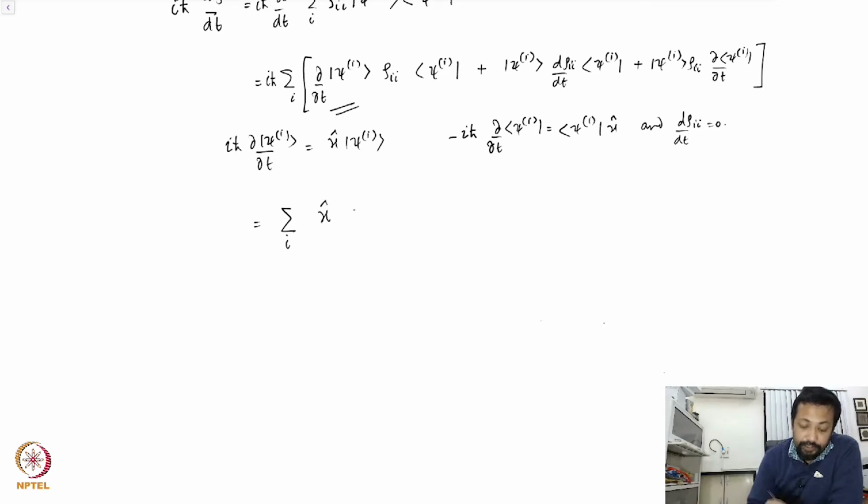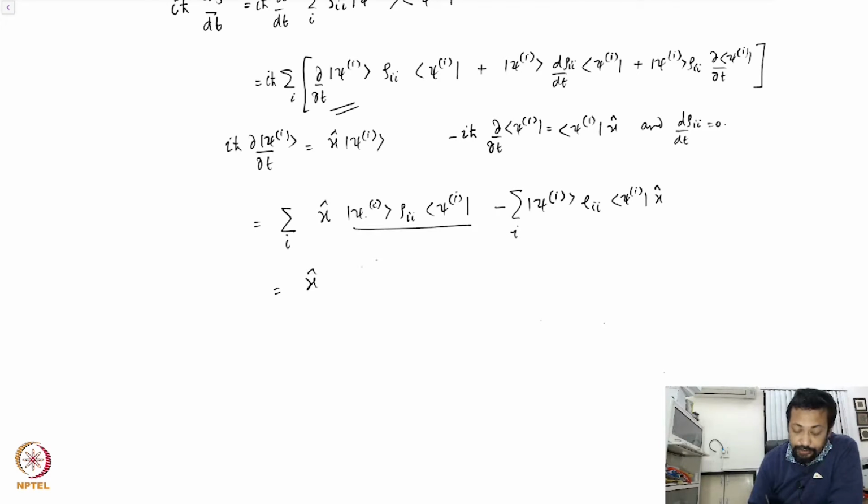So if we use this, then we can very easily see that the first term over here is going to be Ĥ ψ_i ρ_ii ψ_i, right, minus ψ_i ρ_ii ψ_i Ĥ, summed over i. Since the sum is over just this, I can write this as Ĥρ̂ minus ρ̂Ĥ, which is the commutation relation [Ĥ, ρ̂].